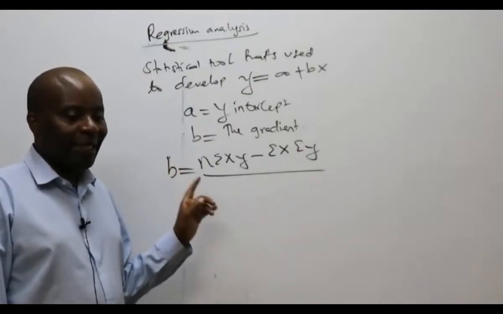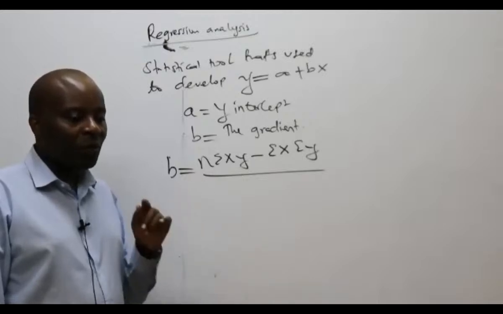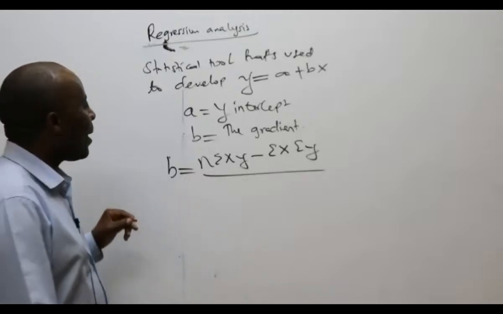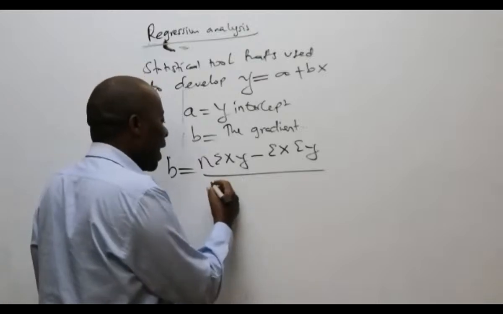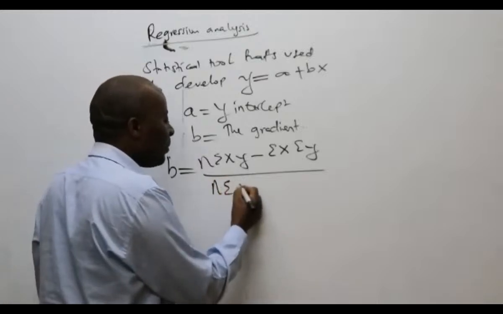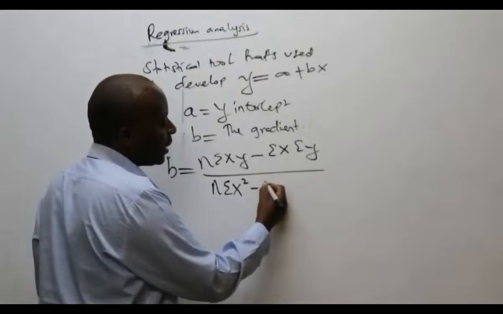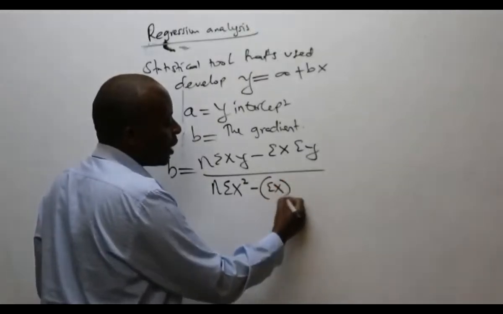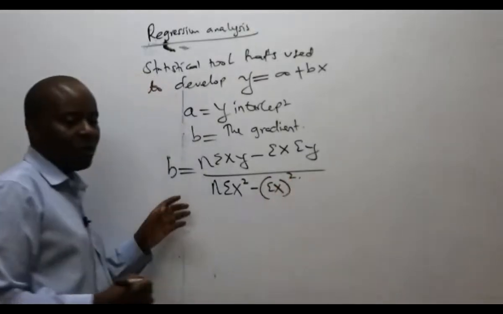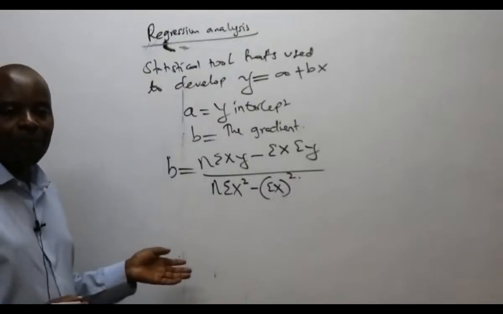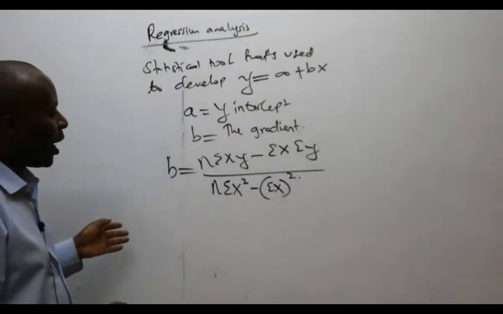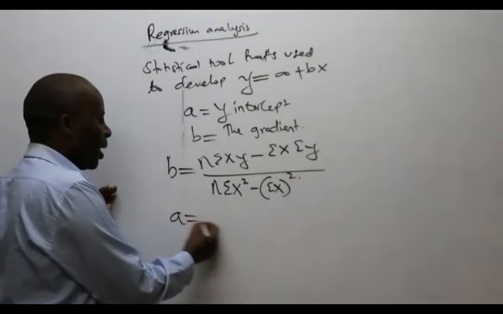How about, in this case here, the denominator? You can see what Mr. Amaya is saying. Amaya says that to get the denominator here, we shall be taking n summations of x squared minus, in brackets, summation of x, all squared. So this is very important for us.